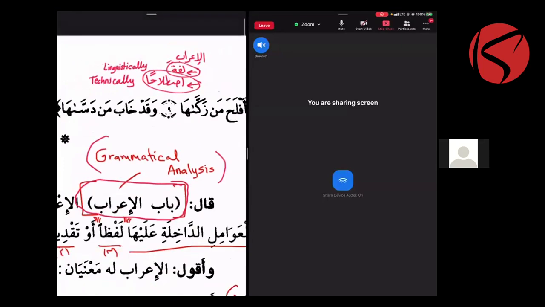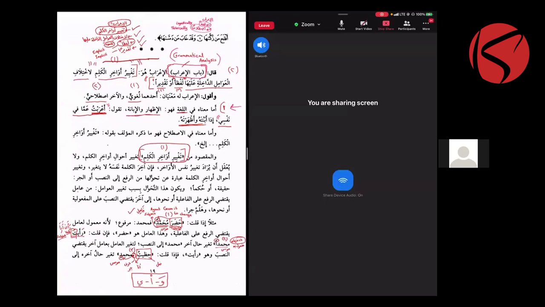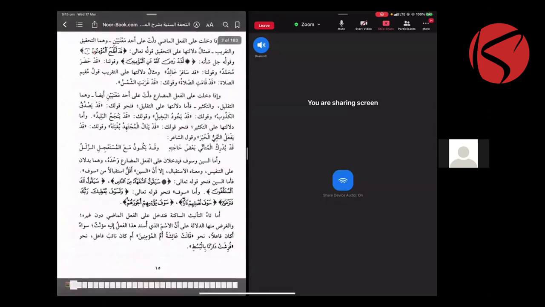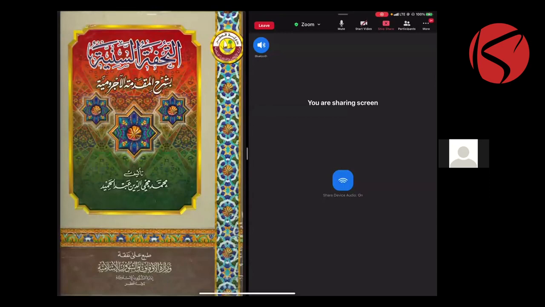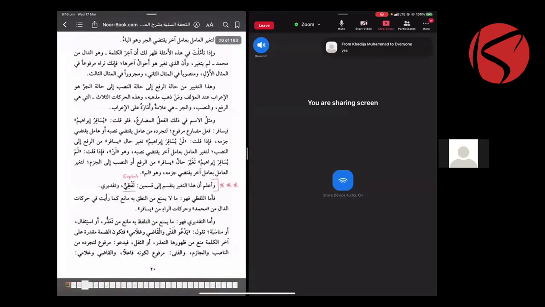So what does I'rab mean linguistically? I'm using the sharah of Muhammad, which is a sharah of Muqaddimat al-Ajrumiyyah. It's the most common one, the most famous one. As you can see, it looks like this. Can everybody see? Okay, this is the explanation I'm using. Alhamdulillah. And I'm on page 19, inshallah ta'ala.